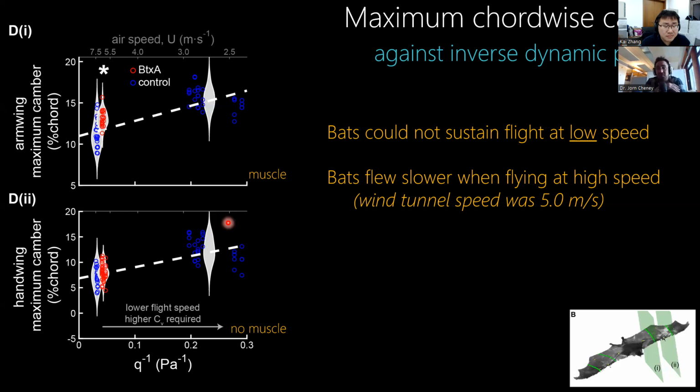This could be because of increased camber. This could be for many reasons. So ultimately, I'm going to say don't read too much into it. We don't know why they couldn't sustain flight at low flight speed, but that was kind of an interesting result. So we only have data for the Botox flights when they're flying in the wind tunnel at 5 meters per second tunnel speed. They're of course flying slightly faster than that. And if we compare the control flights against the Botox flights, we do see that they end up flying overall slower. So they end up being in the wind tunnel longer because they travel slower.